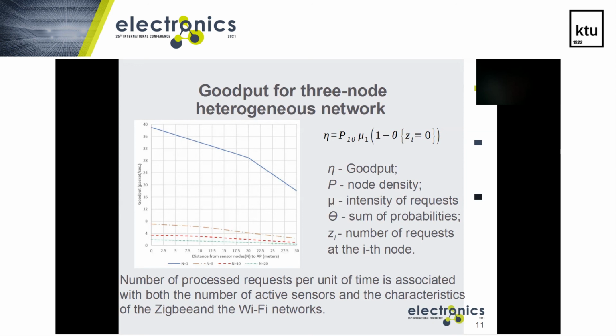As a result, we can see that goodput is associated with both the number of active sensors and the characteristics of the Zigbee and the Wi-Fi network. The figure shows, for each sensor n at a specific time, packets per second. Based on raw data obtained as a result of the experiment, a model was developed which was used to determine the real data transmission rate in the sensor network depending on the number n of requests that are in the coverage area of a base station.